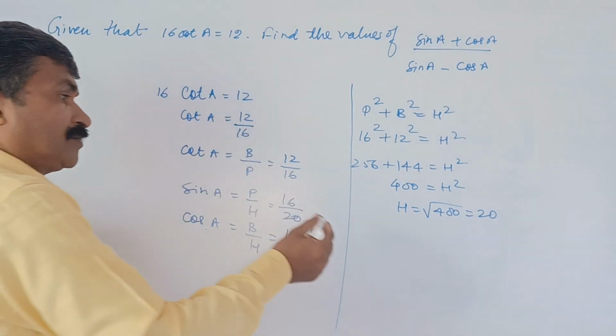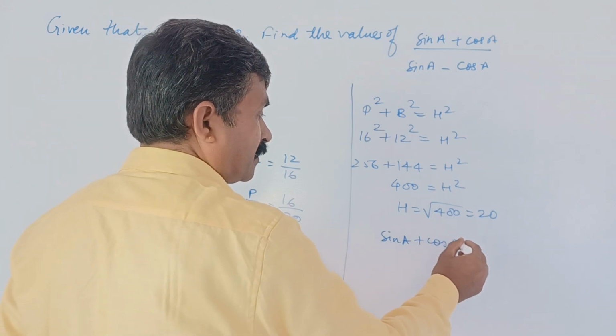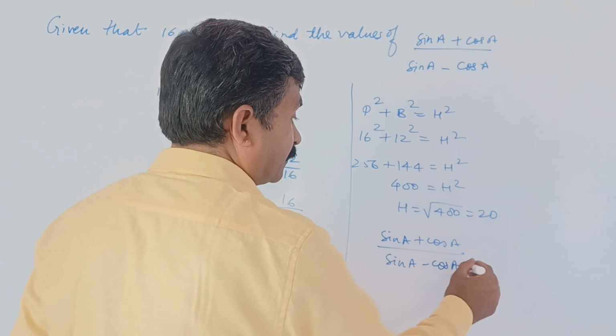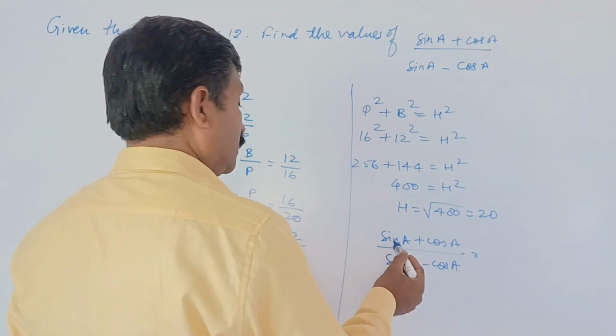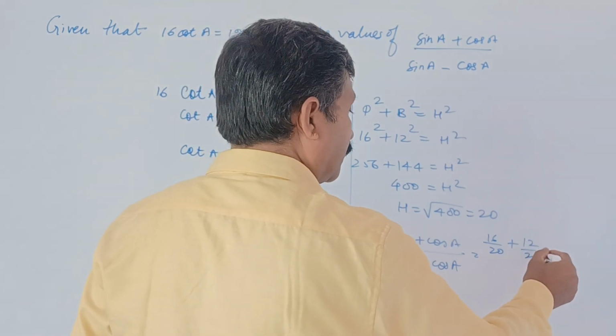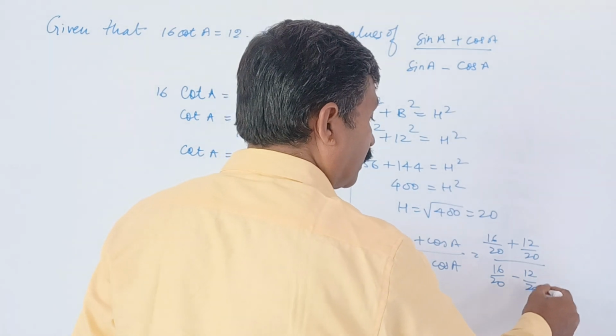Now you can substitute this value in this given expression, sin A plus cos A upon sin A minus cos A. So it is 16 upon 20 plus 12 upon 20, and in the denominator 16 upon 20 minus 12 upon 20.